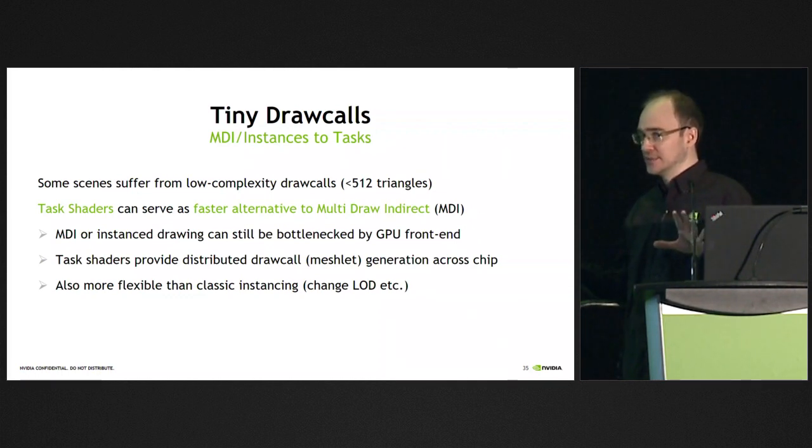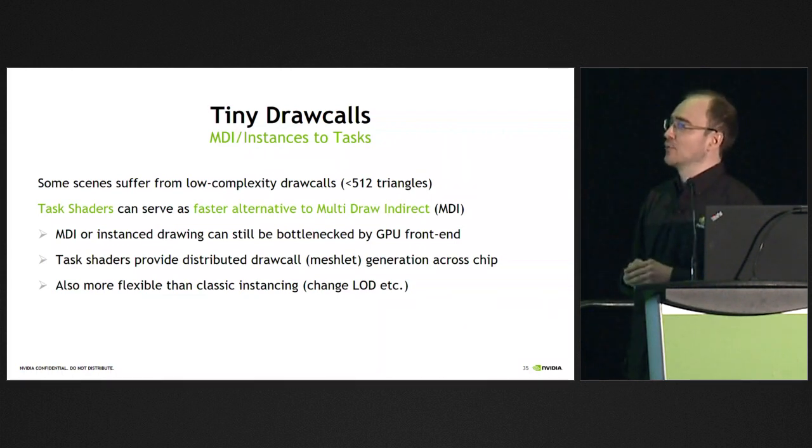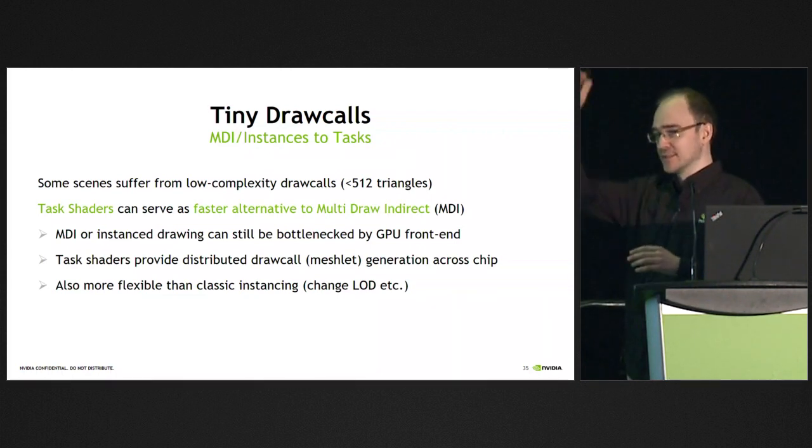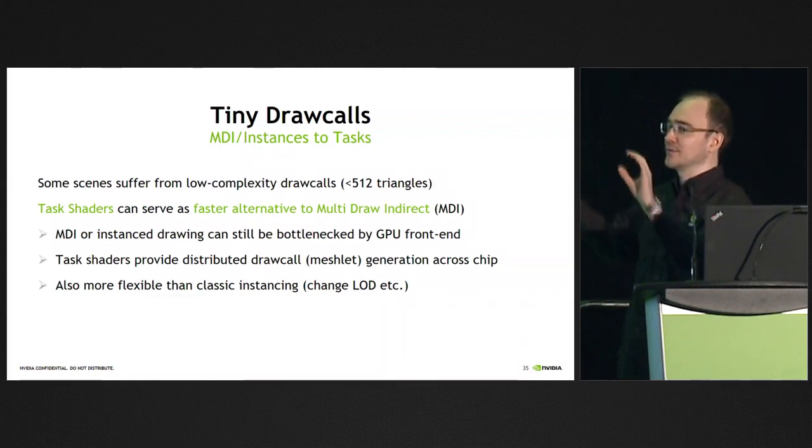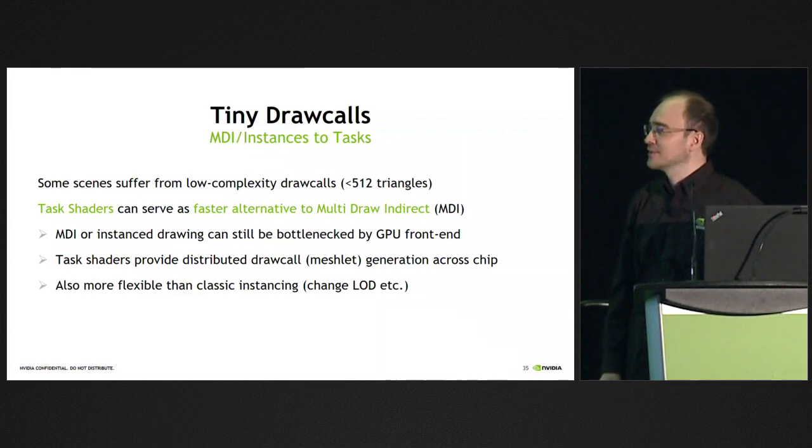efficient as the task shader is now, because the task shader, similar to the tessellation, is able to distribute the work in a parallel fashion across the chip, while the instancing or multi-draw indirect scheme still, at the very top of the pipeline, enters one draw call after another. So with the task shader, you have many task shaders running, they generate the work and it gets orchestrated across the chip. So for tiny draw calls, this is really something to look at as well.